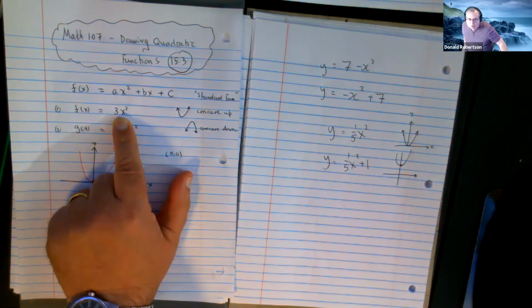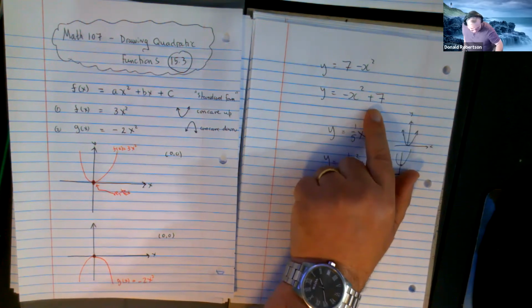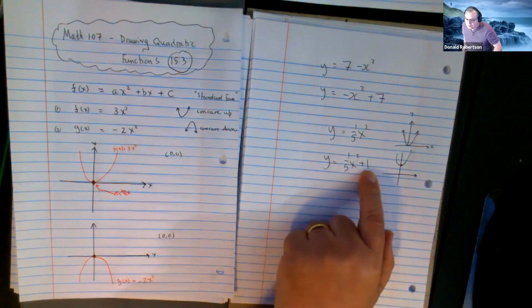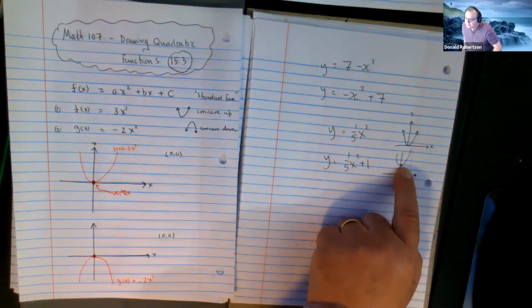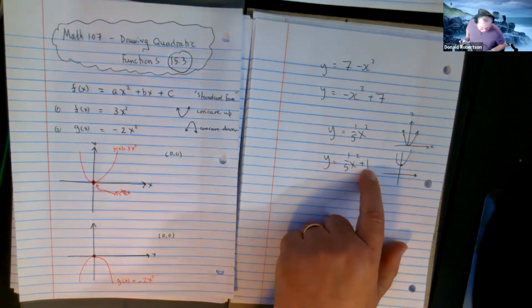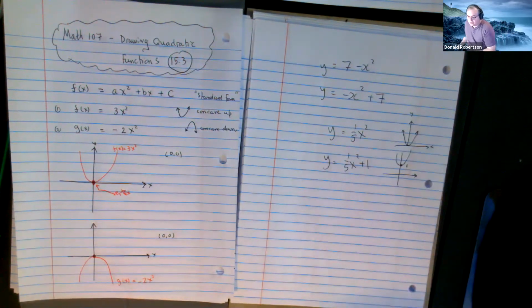And when you do that, won't the vertex be at the origin? And it'll work for things like minus x squared plus 7, and a fifth x squared plus 1, or minus 2. In which case it's the y-intercept or the vertex, because it's going to be the same place, wherever this number is. So in this case, it would be at 1.